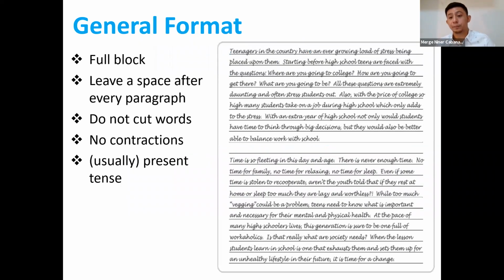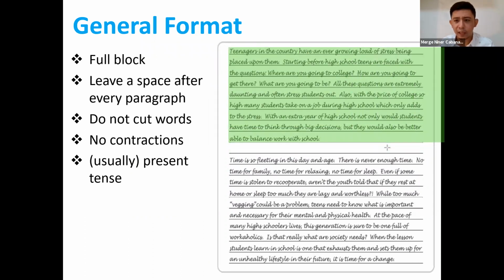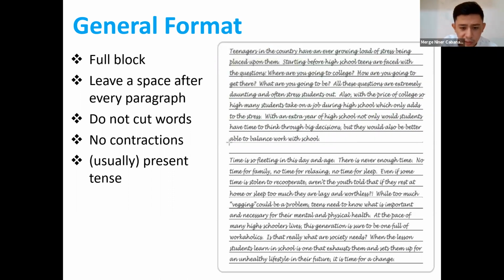So full block. This is how you should write your essay. So when you say full block, it looks exactly like this. All right. So you begin here, and then after every paragraph, you are going to leave a space. Okay, so take a look at this. This is your space after every paragraph. Notice that this is the indentation only of the paper. So there is no 1 to 2 inch indentation anymore. So this is what we call a full block.